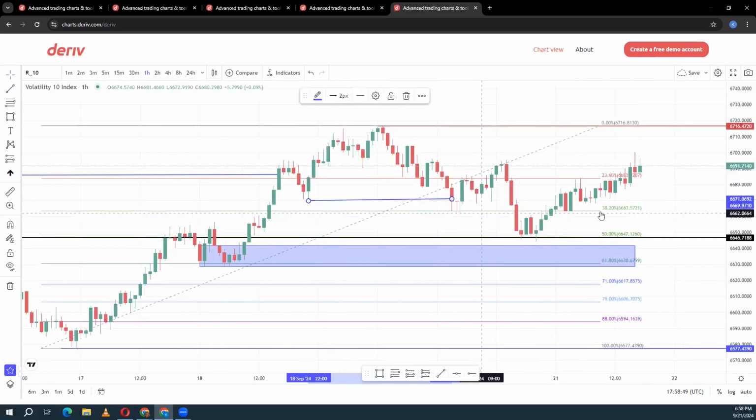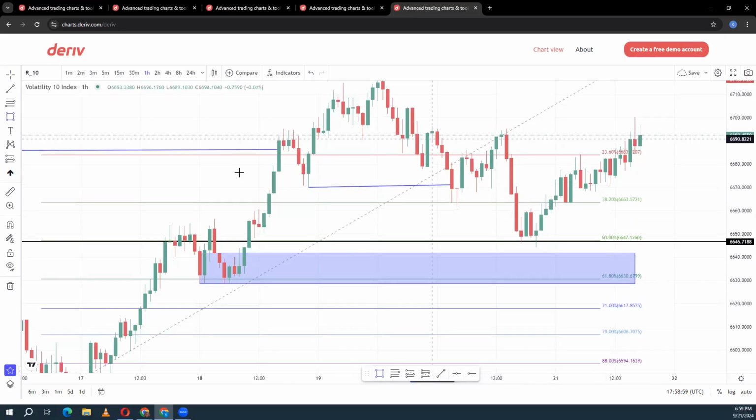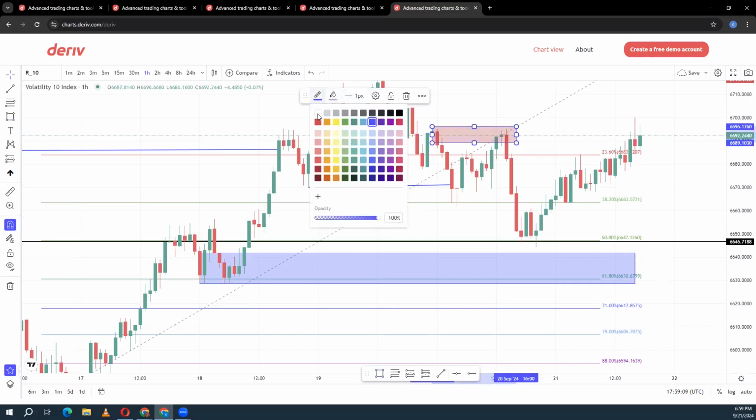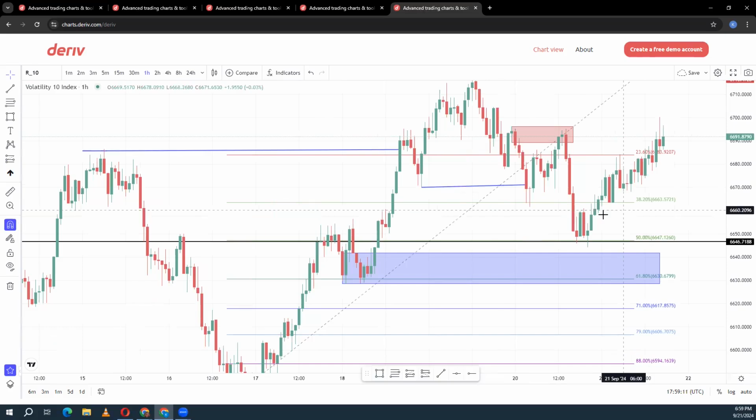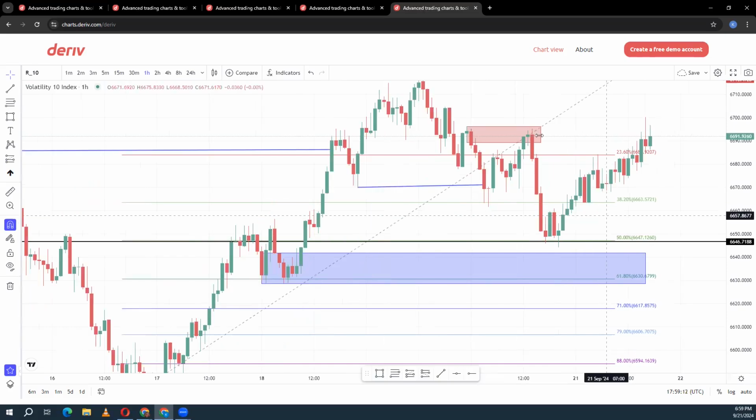I now check my fib. Is this at the 50% yet? I saw that no, it is not. So I could still keep looking for myself, which was why I saw this indecisive candle here, and I took advantage of it. I was able to sell confidently because I know it is not yet at the 50%.